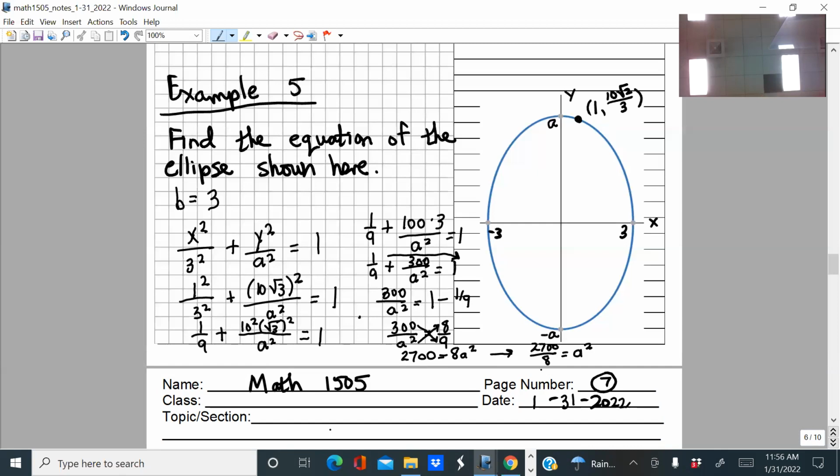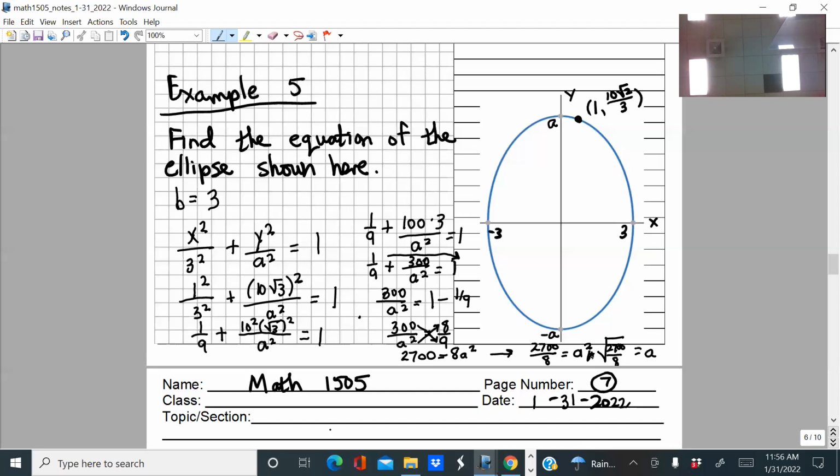What is 2,700 divided by 8? Oh, it doesn't come out perfect there. Oh, shoot. Okay. So let me just leave it as 2,700 over 8 for the time being. So what's a? A by itself, though. Square root of this, right? Yeah, I thought that would come out to be a nicer number. Well, there it is. Okay, so a is the square root of 2,700 over 8. Okay.